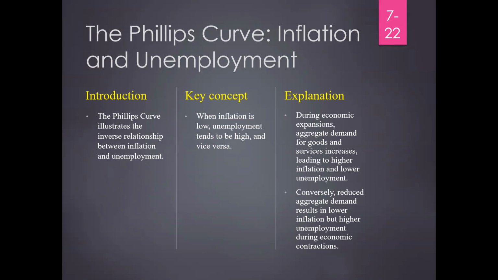The Phillips curve, inflation and unemployment. Introduction: the Phillips curve illustrates the inverse relationship between inflation and unemployment. Key concept: when inflation is low, unemployment tends to be high and vice versa. Explanation: during economic expansions, aggregate demand for goods and services increases, leading to higher inflation and lower unemployment. Conversely, reduced aggregate demand results in lower inflation but higher unemployment during economic contractions.